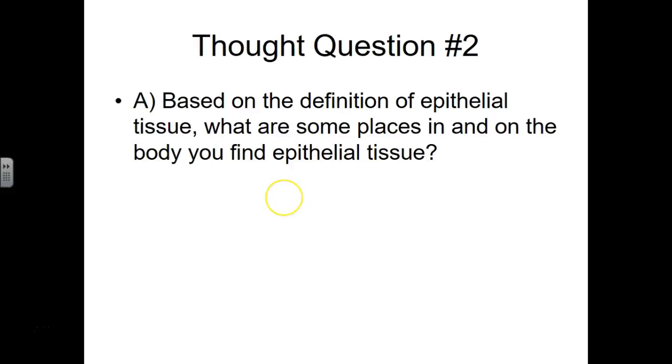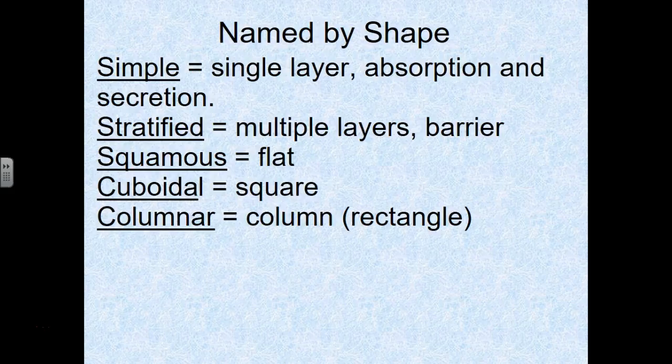Alright, so we've got thought question number 2. Pause the video here. Based on the definition of epithelial tissue, what are some other places in and on the body that you would find epithelial tissue? I said a few obvious ones, so try to think of some other ones. Alright, hopefully you put a little answer down there. We're going to talk about more where we find them and definitely the shapes of them.